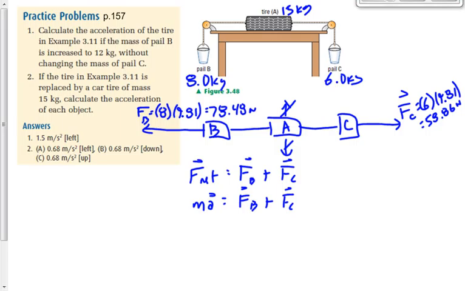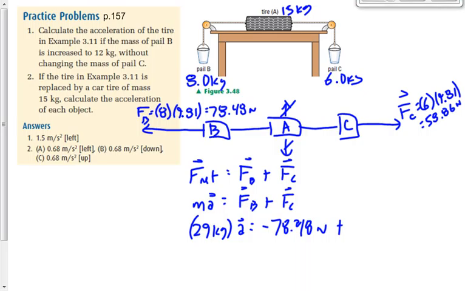No, not the 15. Remember, if you're analyzing the 15 kilogram object only, then we'd use the mass of the 15 kilogram object. But we're analyzing the entire system here, so we're going to use the mass of the entire system. So that's going to be, what is that, 29 kilograms times the acceleration equals FB. I got negative 78.48 for that, although Travis might have positive 78.48 for that.